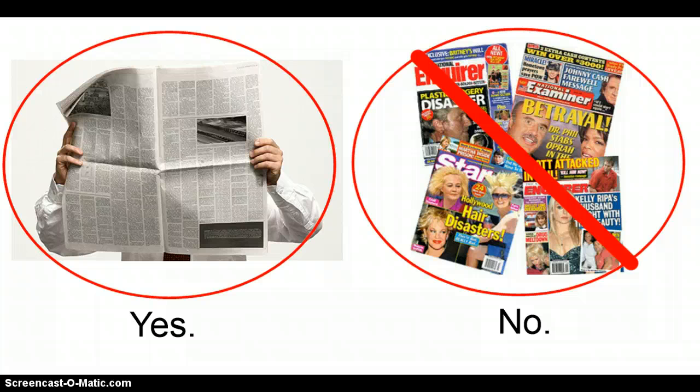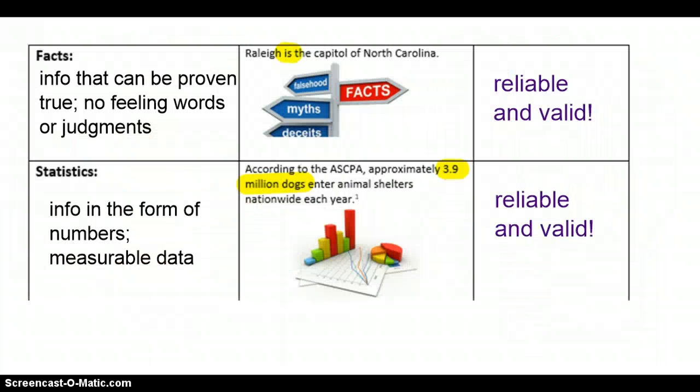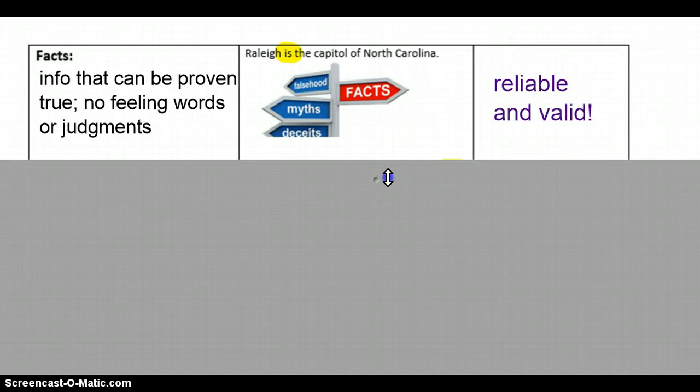Newspapers, yes. Tabloids, no. So all week long, we're going to try to put text into one of these 2 categories. Are they reliable or are they not reliable? When we're making that consideration, there's many different types of evidence that we want to talk about. The first one is facts. Facts is information that can be proven true, which means it has no feeling words or judgments. An example of a fact.